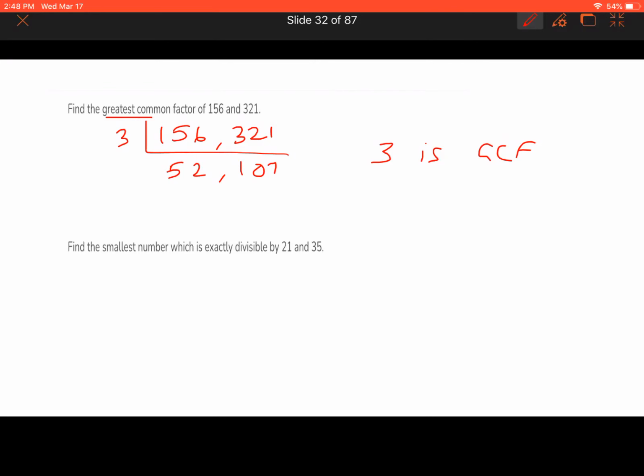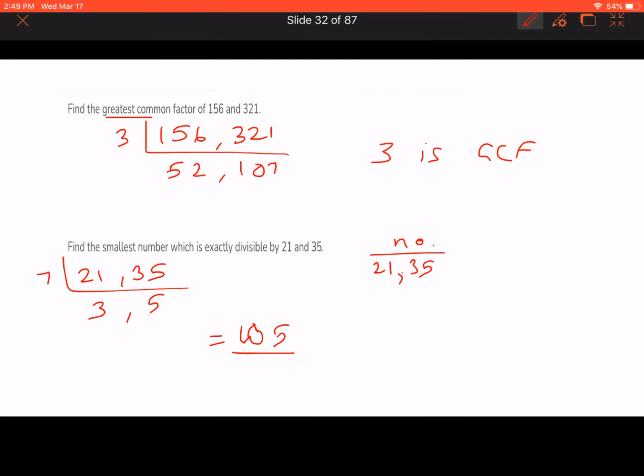Okay. Find the smallest number which is exactly divisible by 21 and 35. So we have to find the number which is divisible by 21 and 35. For that we have to take the LCM. 21 is divisible by 7, 3 times, and 35 is 7 times 5. 7 times 3 times 5 is 105. So 105 is the number which divides both 21 and 35 without any remainder.